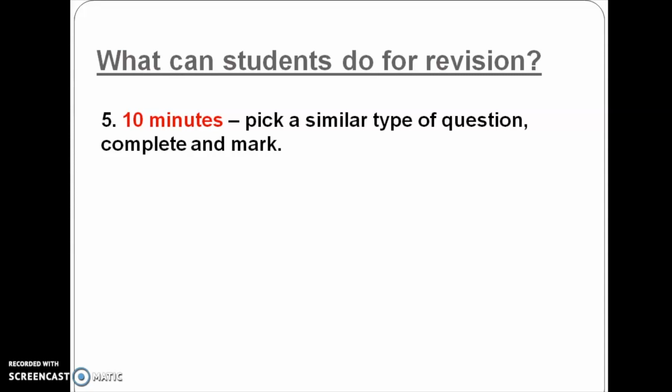Now this is the most important part. We're coming to the end of the 50-minute technique method. The last 10 minutes, you must pick a similar type of question, complete and mark.